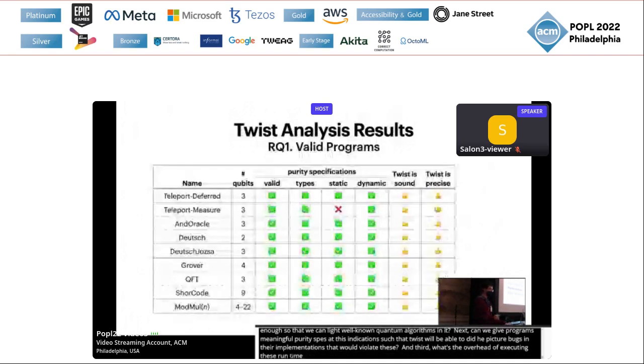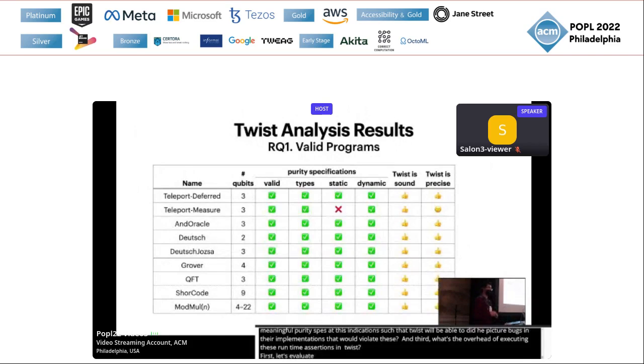First, let's evaluate Twist's expressiveness. We implemented Twist on a quantum simulator and wrote a suite of benchmarks, including well-known quantum algorithms such as Deutsch's algorithm and Grover's algorithm, as well as Shor's error correction code. In this table, we present the results of Twist's type checker, static analysis, and runtime checks on the benchmarks.